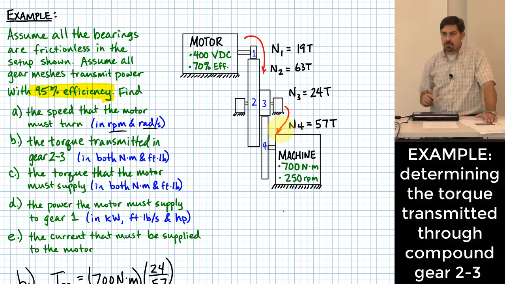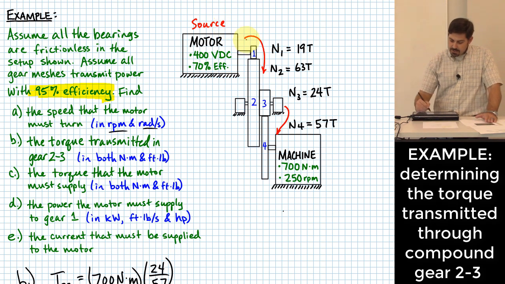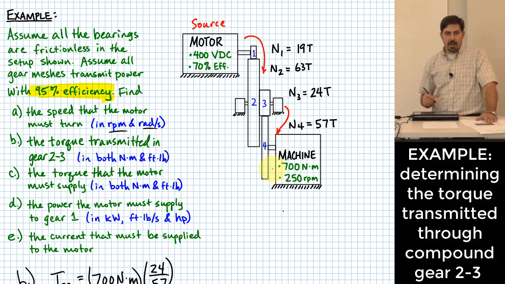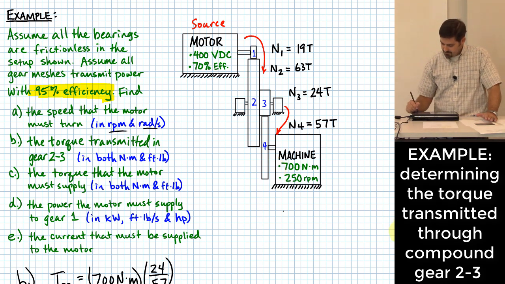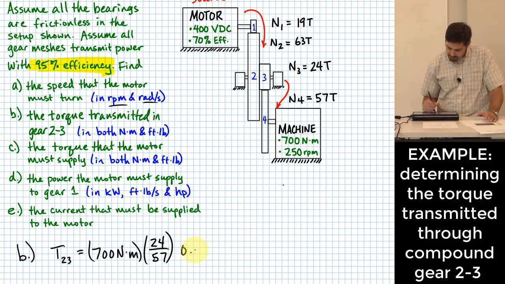So which one's the source? This is the ultimate source, right? It goes down through one of these gear sets and then down through the other set. So where do we apply our efficiency? Because it's very tempting for you to just say, oh, well, let me just multiply this by 0.95, right?